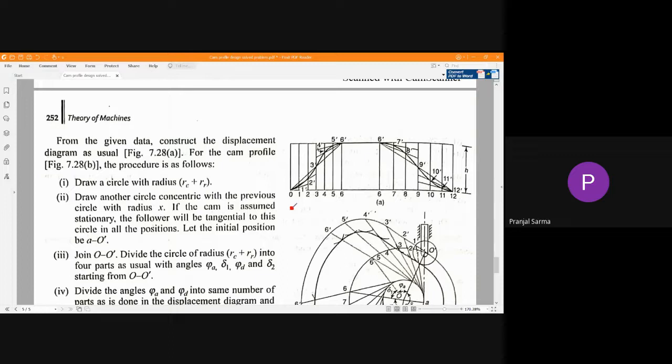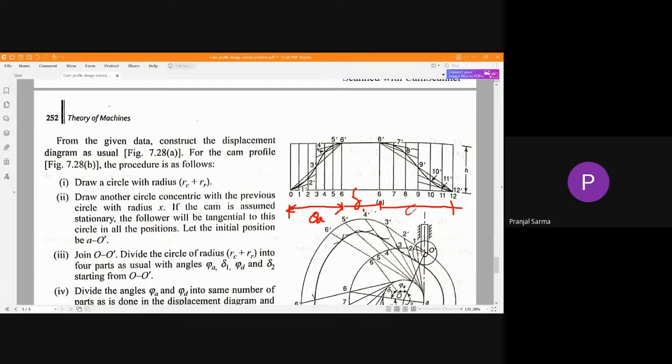Next thing required is what type of motion is exhibited in a particular stroke, what type of motion in the ascent stroke and what type of motion in the descent stroke. Those things you must know. After that, considering a proper scale is very important. As per the scale you consider, you have to draw the displacement diagram. Along the x-axis we consider the cam angular displacement, theta.